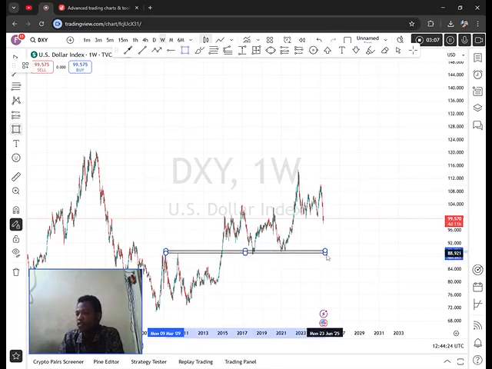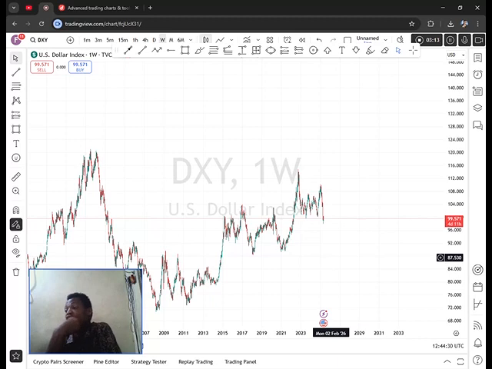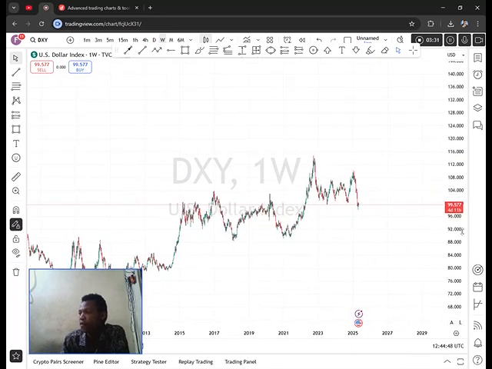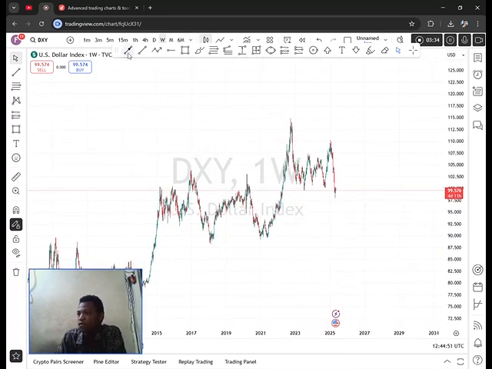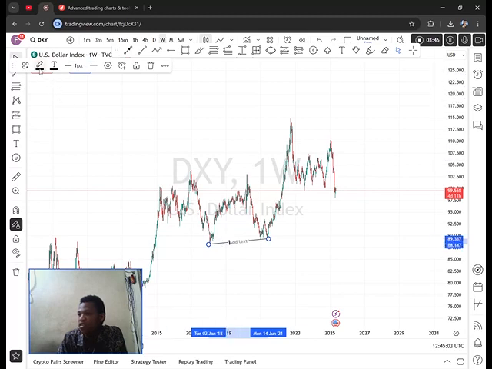We have a previous resistance here that is now support, but as an SMC trader, we are not traditional price action traders. I'm a smart money concept trader, so that's what we'll be using today. This thing is called liquidity. This is liquidity: relative equal lows.